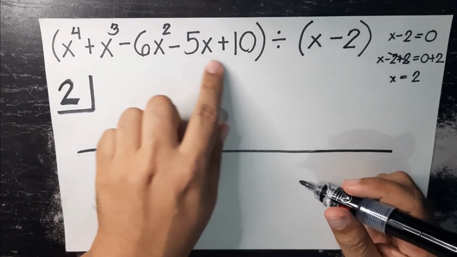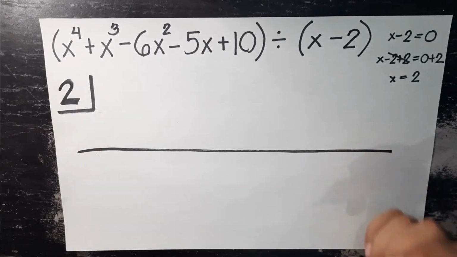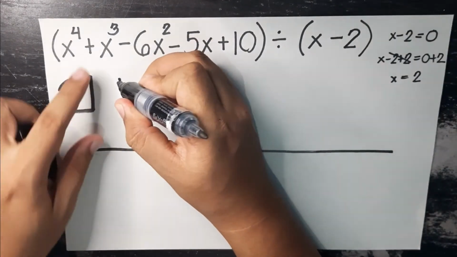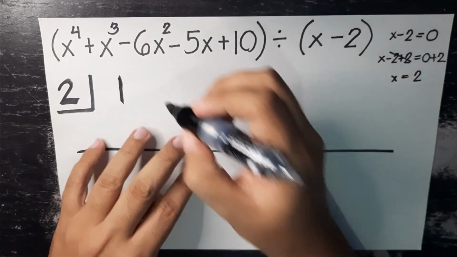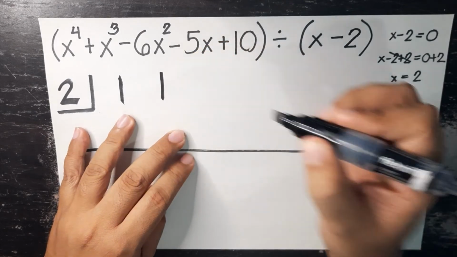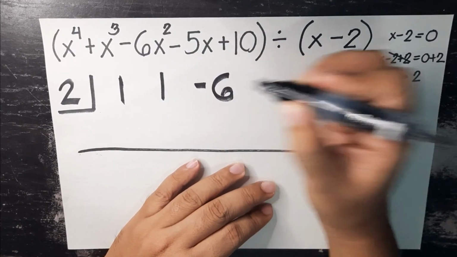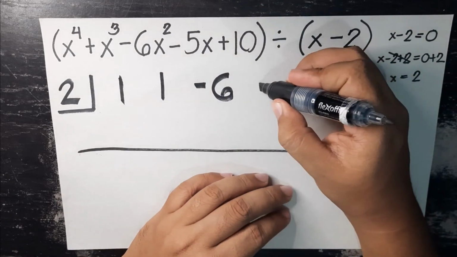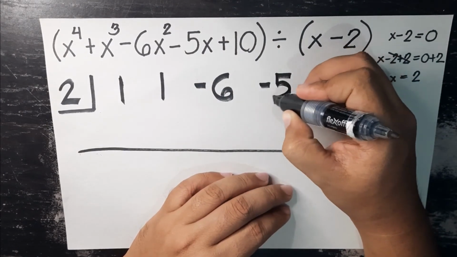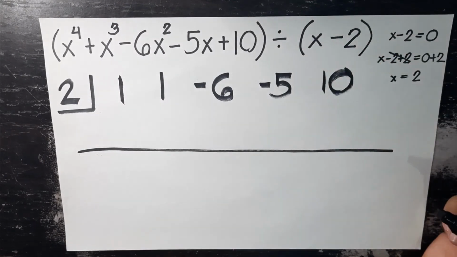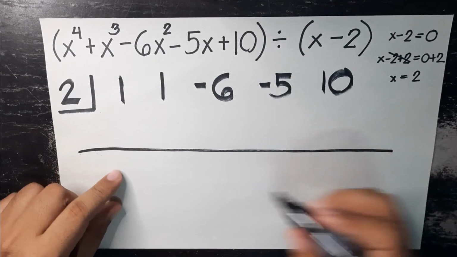Now, this is already in standard form, so bring down all the numerical coefficients. So fourth degree, we have 1. Third degree, we also have 1. Second degree, we have negative 6. First degree, we have negative 5. And for the constant, we have 10. Now, bring down the first term.